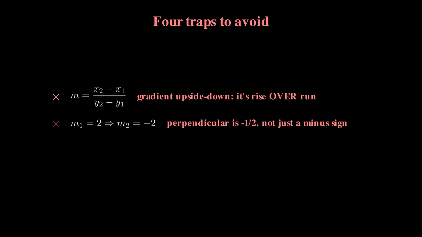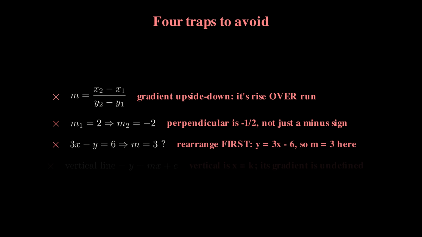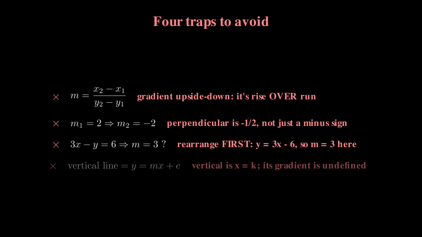3. Reading the gradient off before rearranging. From 3x minus y equals 6, you must isolate y first: y equals 3x minus 6, and only then is the gradient 3. And 4. Trying to force a vertical line into y equals mx plus c. It won't fit. Its gradient is undefined. So write x equals a constant instead. Avoid these 4, and straight lines are guaranteed marks.